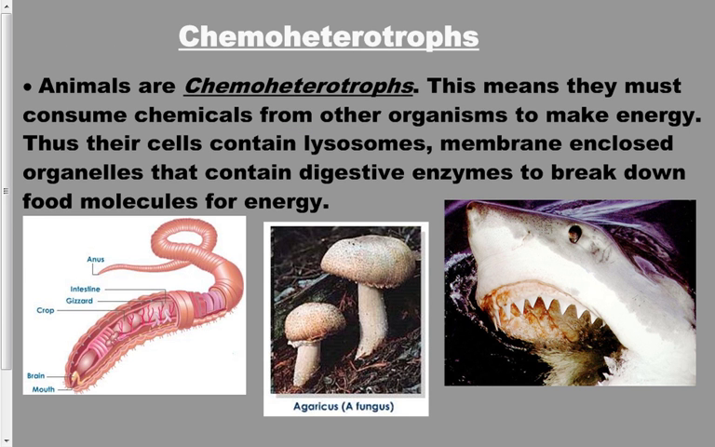So, some animals are chemo heterotrophs. If you are a chemo heterotroph, you are a chemical other feeder. It's technically what that word means. You use the chemicals from other organisms to feed yourself. Chemical other feeder. Chemo heterotroph. So that means they have to consume chemicals from other organisms to make energy, so their cells have to have certain structures. One of those structures are lysosomes. Lysosomes are like the stomach of the cell. They contain digestive enzymes that can break down food material.